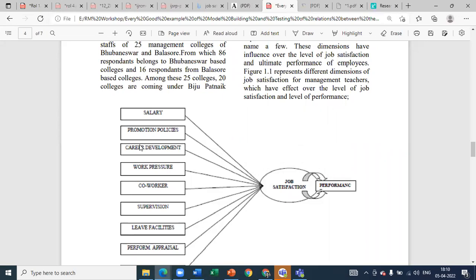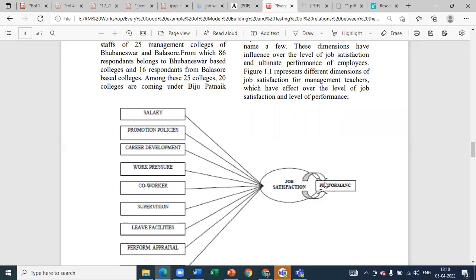These are all independent factors, dimensions, determinants, which determine job satisfaction. So my job satisfaction depends on all these factors. This is called the independent variable, and this is called the dependent variable. Job satisfaction further influences what? Performance. Performance depends on what? Job satisfaction. This becomes my independent factor. This becomes my dependent factor.